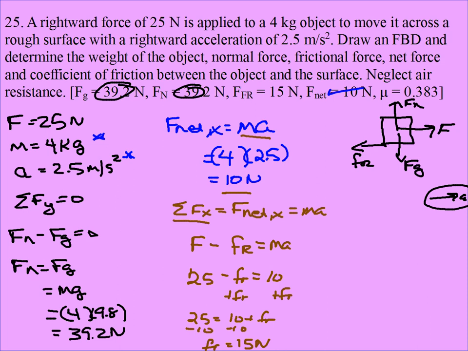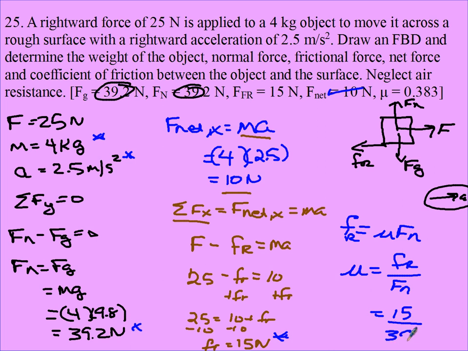Once I have friction, I can find mu, because I know friction is equal to mu Fn. So mu is friction divided by the normal force. Friction is 15 newtons divided by the normal, 39.2, or it's 0.383. Make sure your decimal's there. There we go. Found everything.